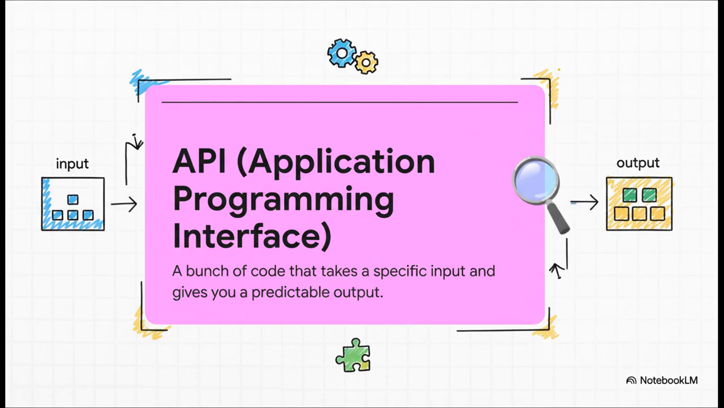Okay, so officially, API stands for Application Programming Interface. But honestly, that's not super helpful. A much better way to think about it is this. It's just a specific chunk of code that's really good at doing one particular job. You give it a certain input, and you know you're going to get a predictable output every single time.